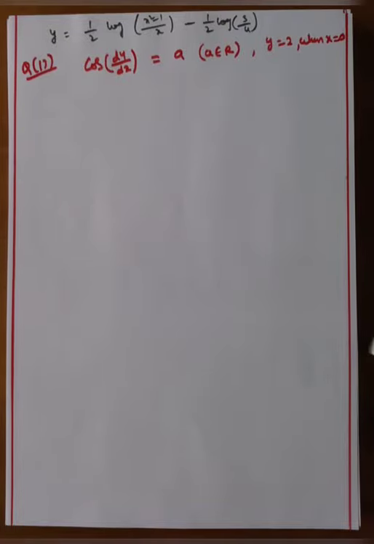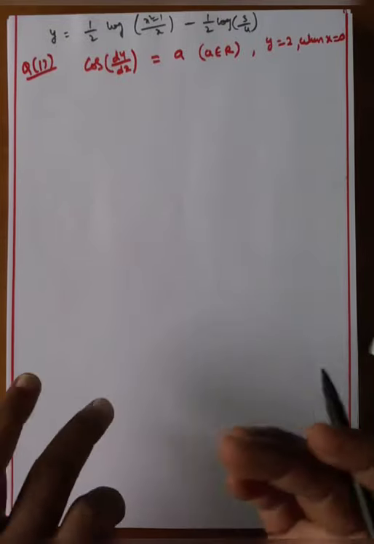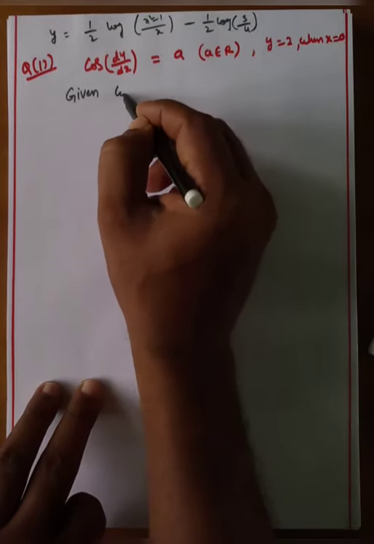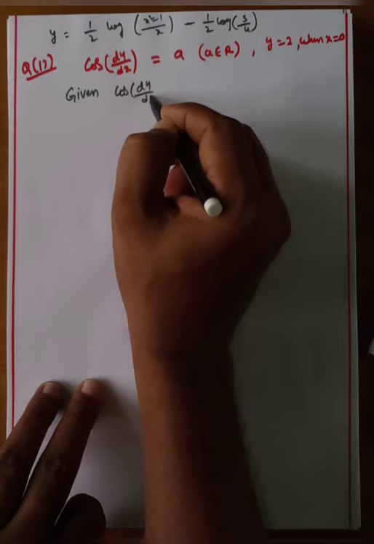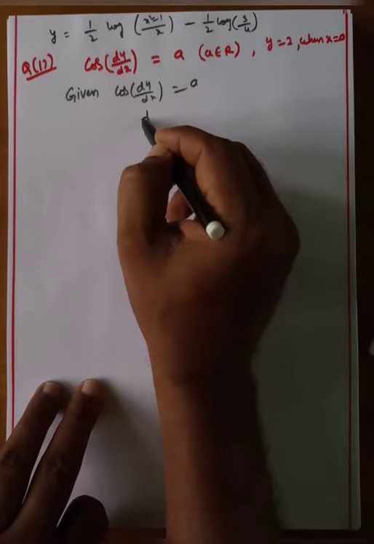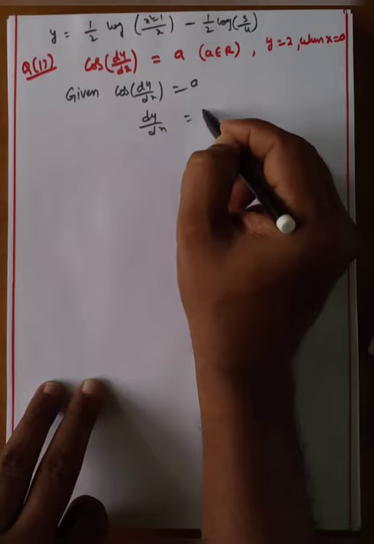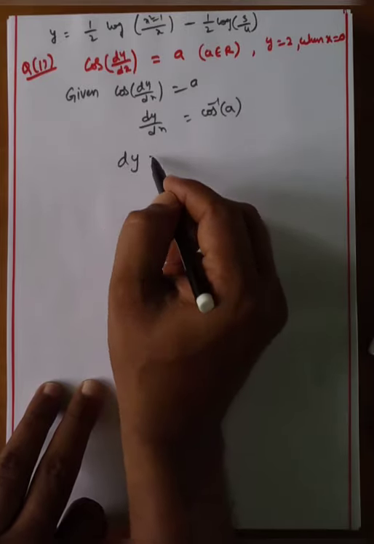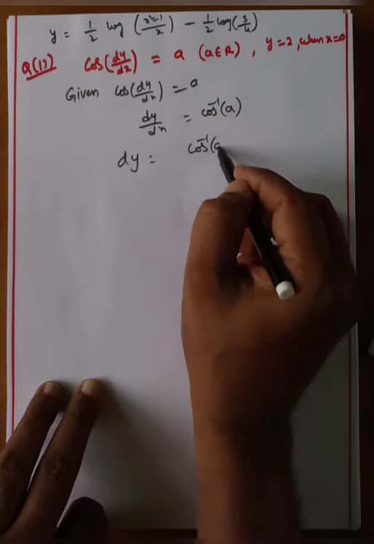Okay, my dear students, we are going to the next question. cos of dy by dx is equal to a. What is given? cos of dy by dx is equal to a. From this, dy by dx is equal to cos inverse of a. This is constant, my dear students. Now dy is equal to cos inverse of a into dx.